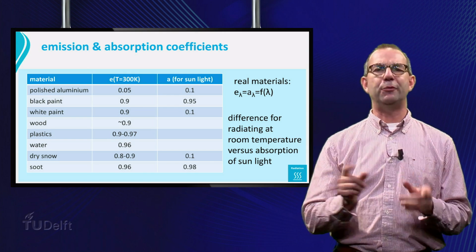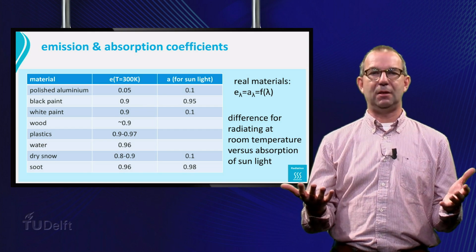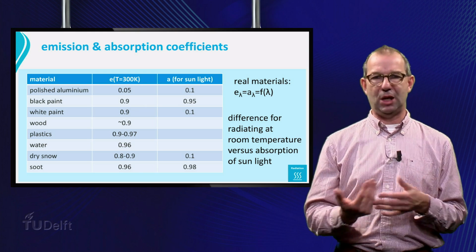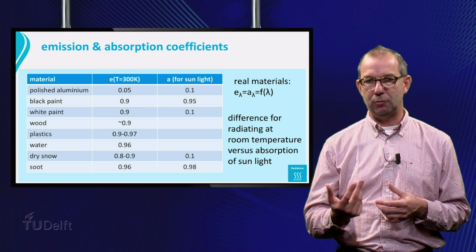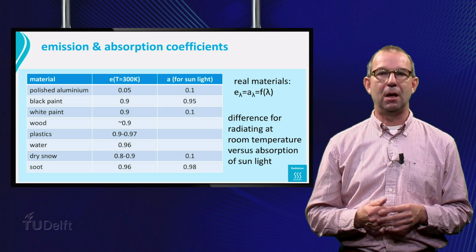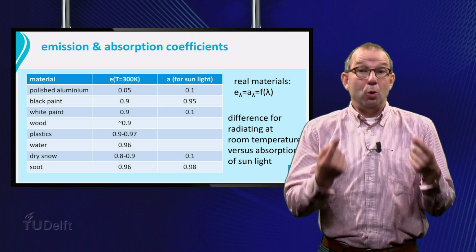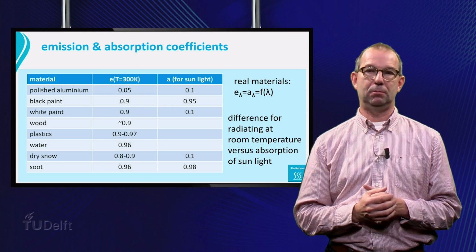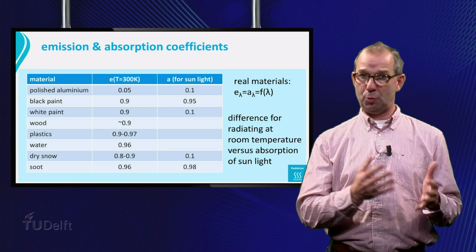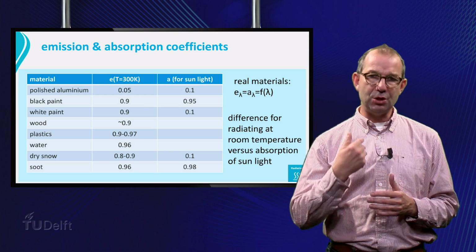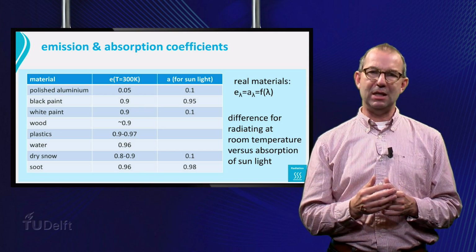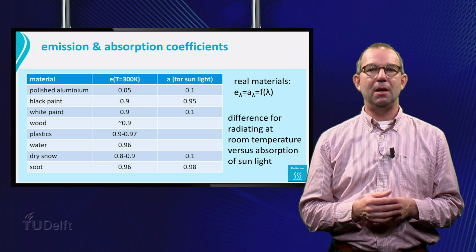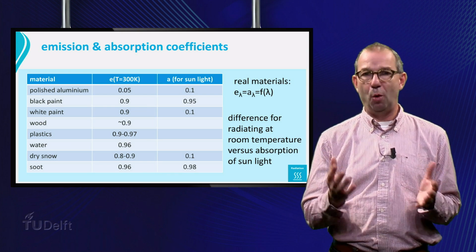There are interesting differences. As expected, black paint absorbs almost all sunlight, whereas white paint reflects 90%. However, if we looked at their own radiation, they are both almost black. Dry snow also radiates like a black body and thus loses energy quickly, whereas it doesn't absorb much sunlight, thus it gains little energy. That is why it can stay snow for a long period.